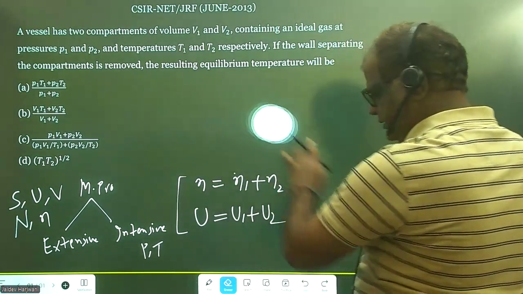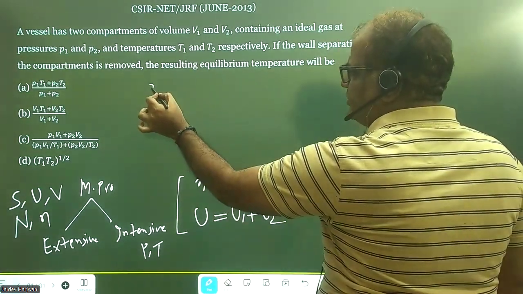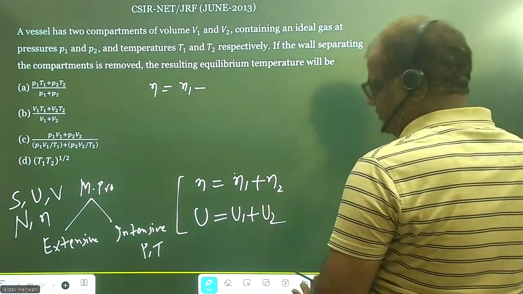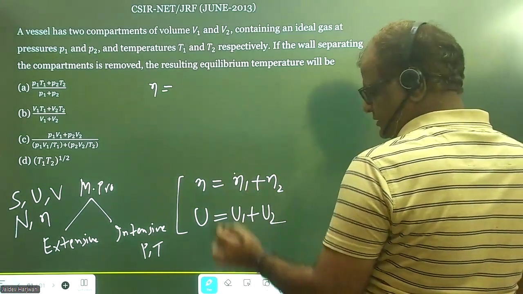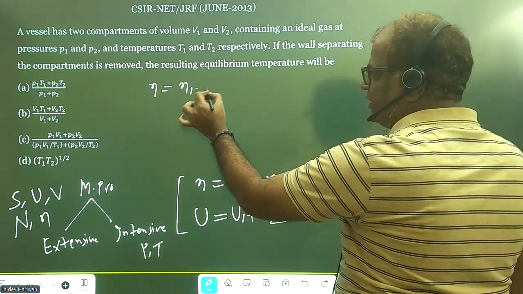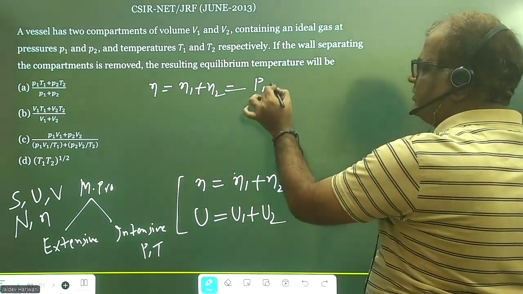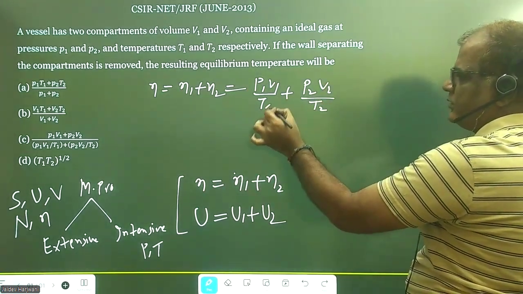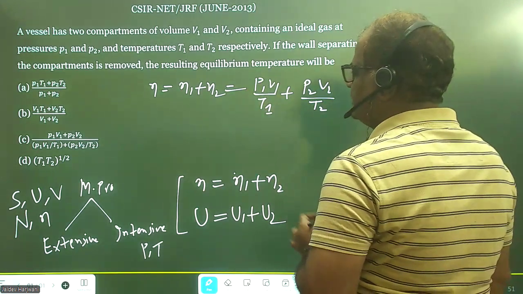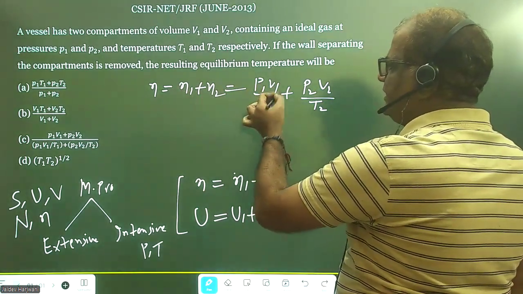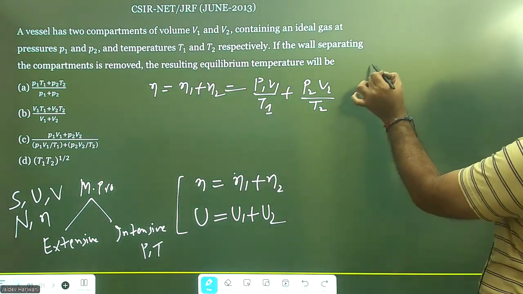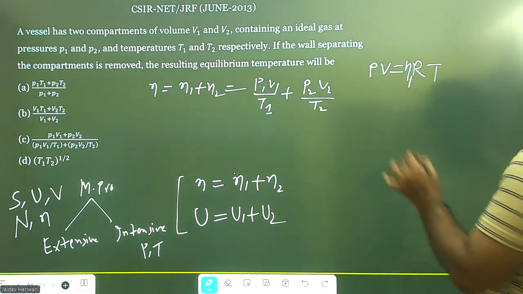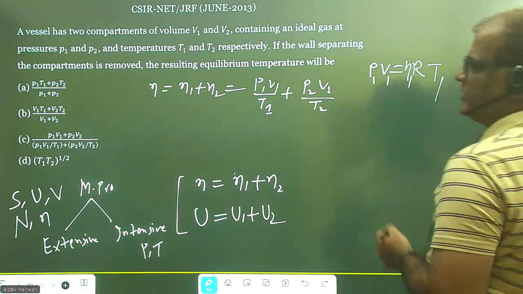Say we have a number of moles N. So N can be written as N1 plus N2, already written. Now, what is N1? N1 is P1 V1 by R T1, and N2 is P2 V2 by R T2. This comes from the gas law, the state equation. So this is N1 equals P1 V1 by R T1. Similarly, I can write for N2.